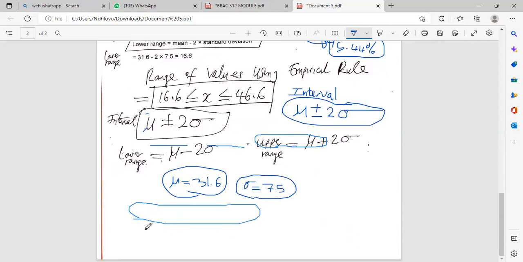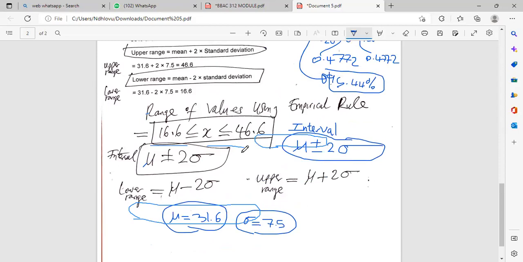All right, so now we can find the lower bound. We are going to say lower range. Our lower range is equal to mu minus 2 times the standard deviation. Our mu we know, so we can put that figure there, 31.6, and the standard deviation is 7.5.